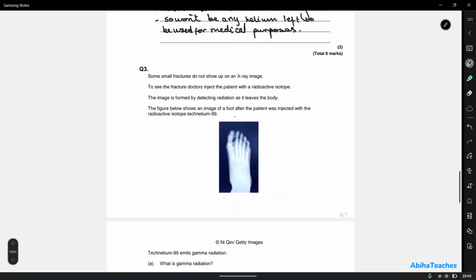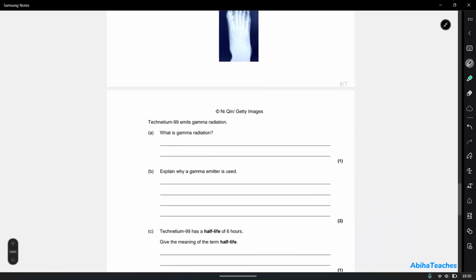Some small fractures do not show up on an X-ray image. To see the fracture, doctors inject the patient with a radioactive isotope. The image is formed by detecting radiation as it leaves the body. The figure shows an image of a foot after the patient was injected with the radioactive isotope technetium-99. I'm not sure if I pronounced that right. But this emits gamma radiation.